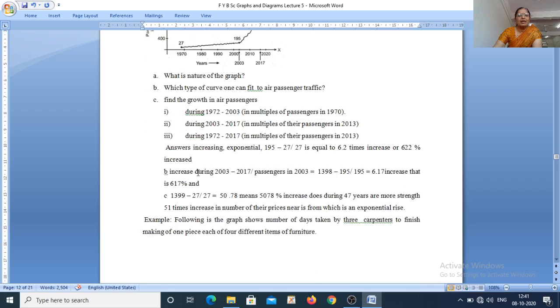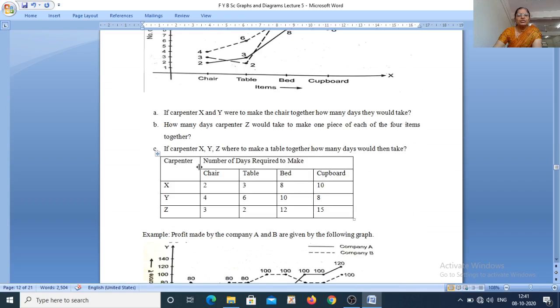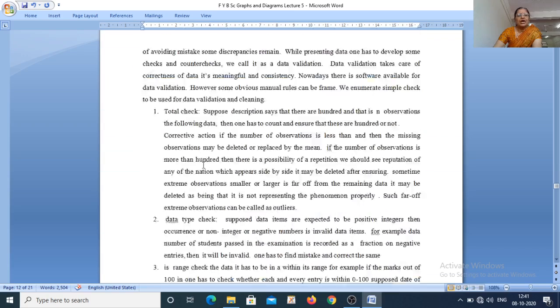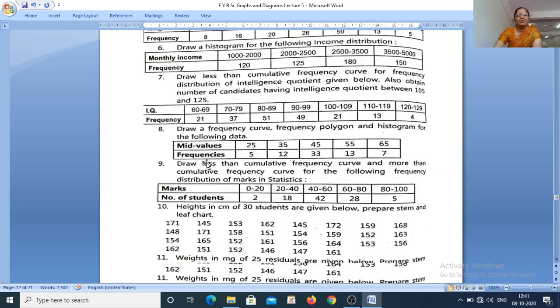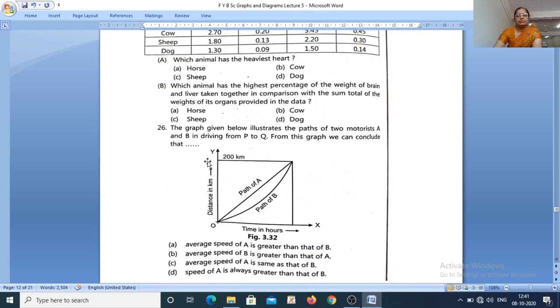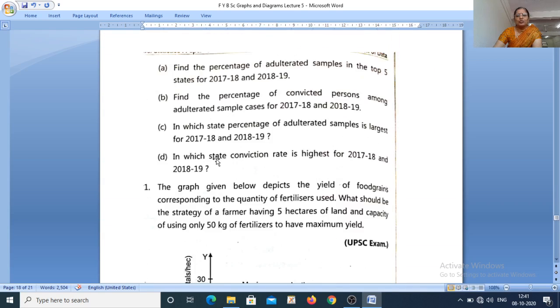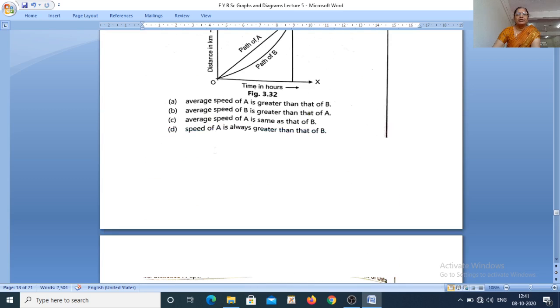Such type of analysis you can do using these graphs, and these problems I will discuss in your Google class also. So you try to solve all these problems, and then if you have any difficulty, we will discuss it in your Google class. I will share these notes in Google class also.